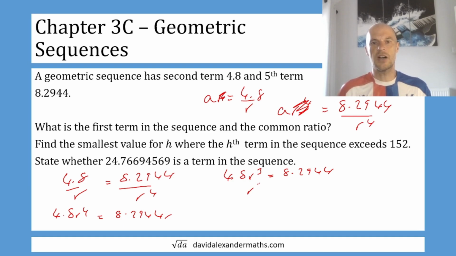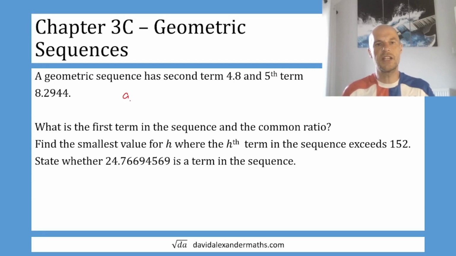8.2944. So R cubed is 8.2944 divided by 4.8. So 8.2944 divided by 4.8, which is 1.728. And now I just need to cube root that, and r is 1.2. And if r is 1.2, a, the first term, is 4.8 divided by r. 4.8 divided by 1.2, a is 4. Right, I'm just going to clean the screen now.